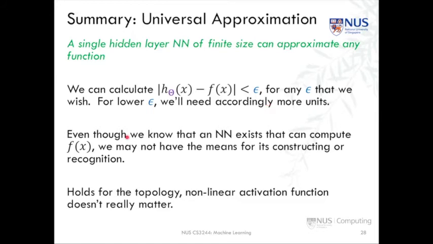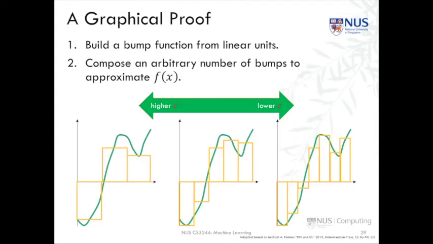So even though I know that there is a neural network, through this proof, that can construct that function, let's just have the caveat that it doesn't necessarily mean that I can construct it or recognize it if I have one. Okay? And this universal approximation holds for the topology of a single hidden layer neural network. It actually doesn't depend at all on the activation function that we use. So we're going to show this through a graphical proof.